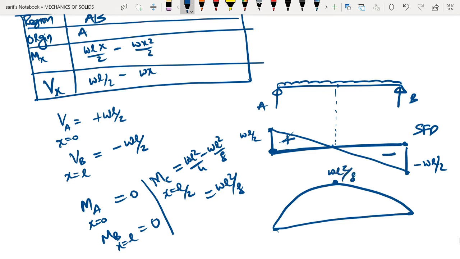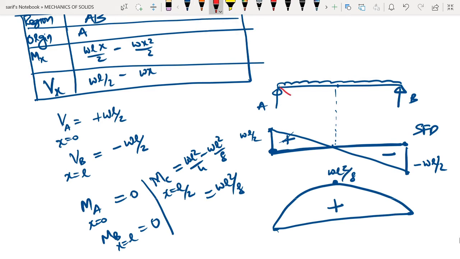Again, this expression of WL squared by 8 is the maximum bending moment for a simply supported beam subjected to UDL. This expression also has to be learned by heart, and we know that it is positive. Again, there are multiple ways in which we can interpret these results. One thing you have to understand is, in our sign convention, we have assumed that sagging moments are positive.